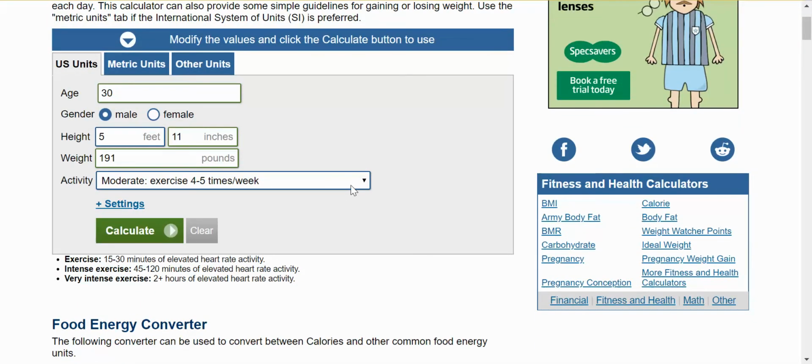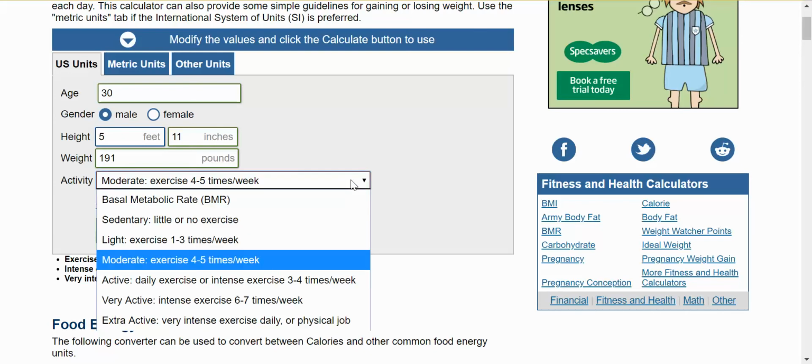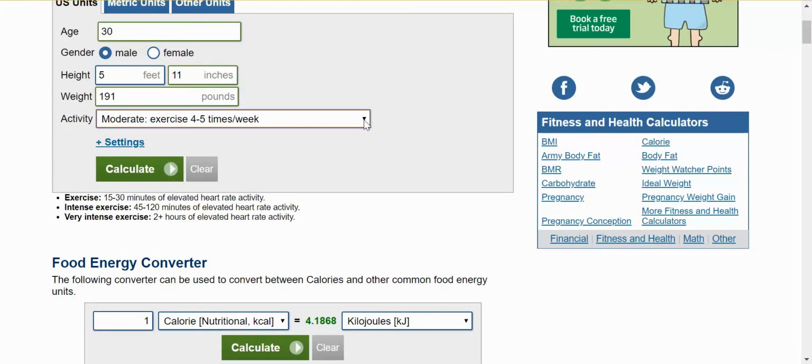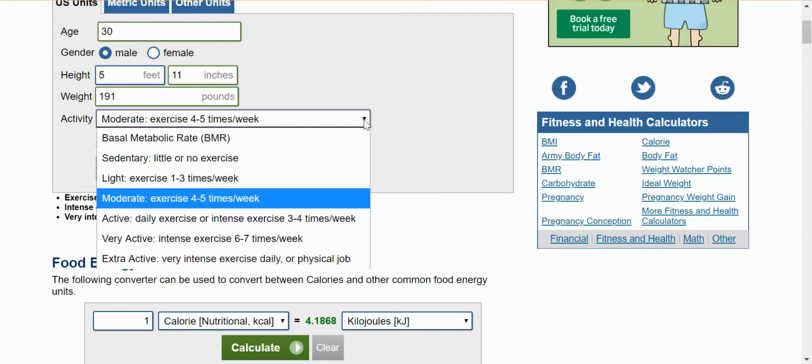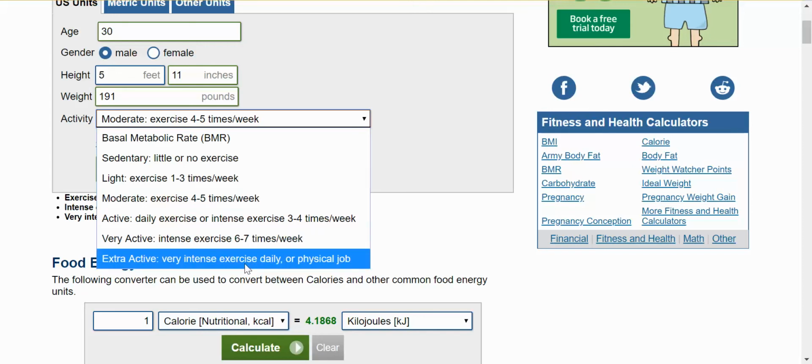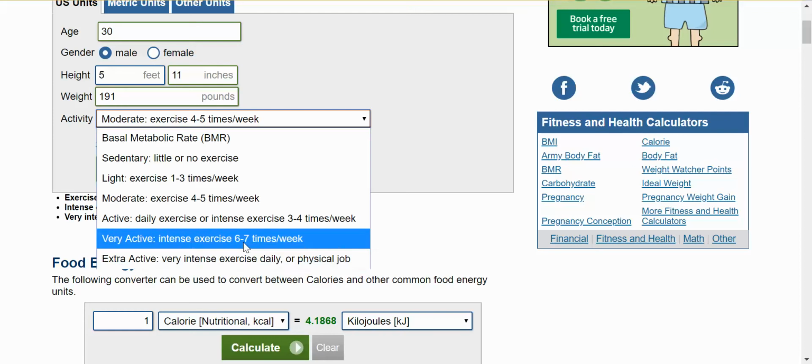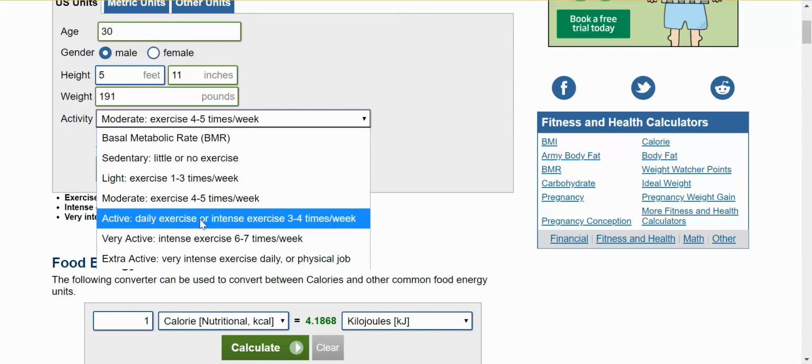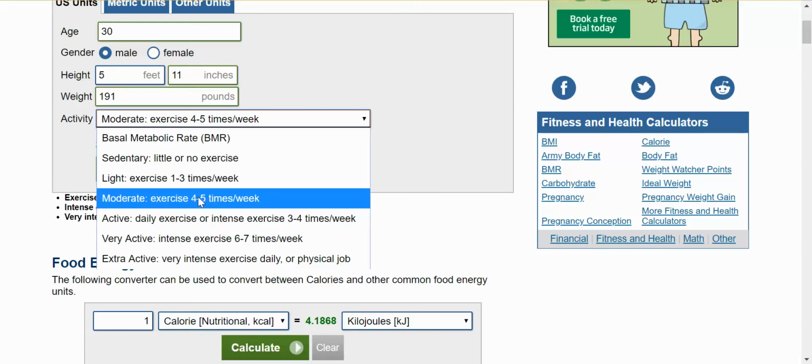And there's two ways that you can do this next step, this drop-down section. What happens is, this basically works on an equation. And you can basically enter the amount of activity you do on a weekly basis, exercise-wise. This is sort of physical activity. So if you're training like an elite athlete or something like that, you might want to put extra active or very active, intense exercise 6 to 7 times a week. A lot of us aren't going to be doing that. So let's say, for example, we do a moderate amount of exercise. You do 4 sessions per week.